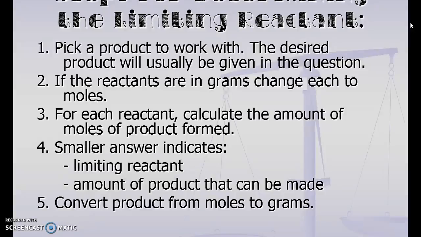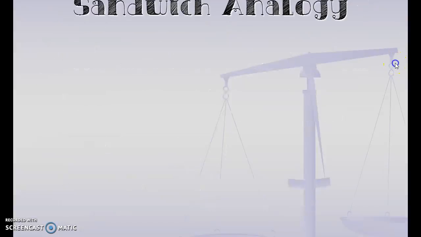And so the 5th step is to take the smallest answer for moles and convert it to grams. And that's why I just kind of go ahead and combine 3, 4, and 5 together. I just go ahead and do all the way to grams of that product, and that way I can answer the rest of my questions from that.